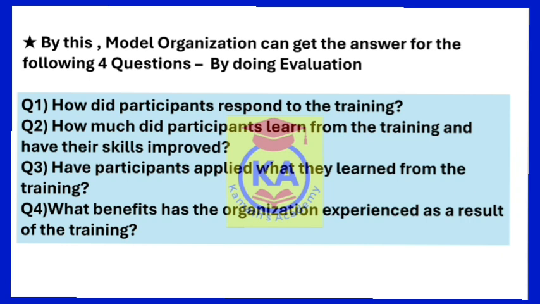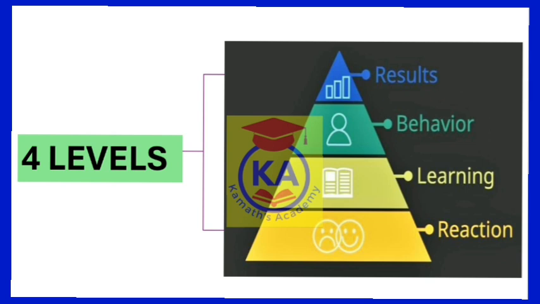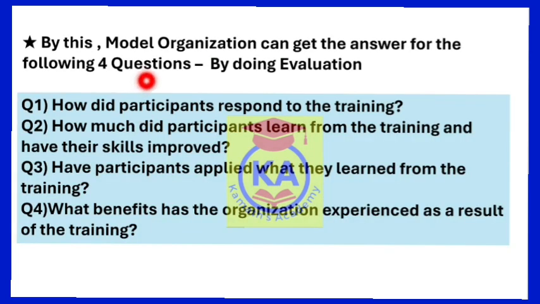The third point: by this model, the organization can get answers to the following 4 questions by doing evaluation. The following 4 questions are nothing but the 4 levels of the Kirkpatrick model. The first level is reaction. The second level is learning. The third level is behavior, and the fourth level is results. Let's see what the 4 questions are.